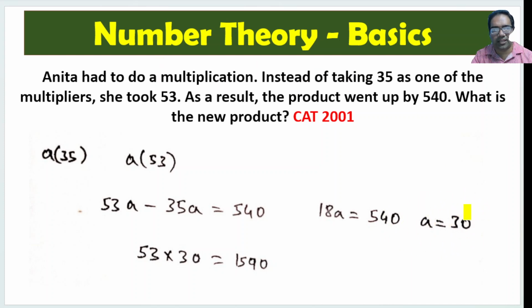She had to multiply with 30. 30 into 35 was what she had to do, and she did 30 into 53. And what is the new product? Obviously 53 into 30, which is 1590. Pretty straightforward problem, right?